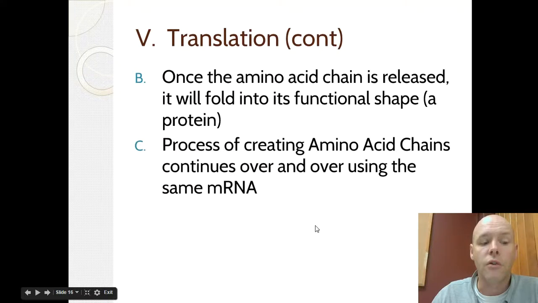The process of creating amino acid chains continues over and over using the same mRNA. You can in fact have multiple ribosomes or rRNAs reading the mRNA at the same time, making multiple protein chains. Okay, this should be the end of this video. You're going to click onto the next video to see the actual process of translation.